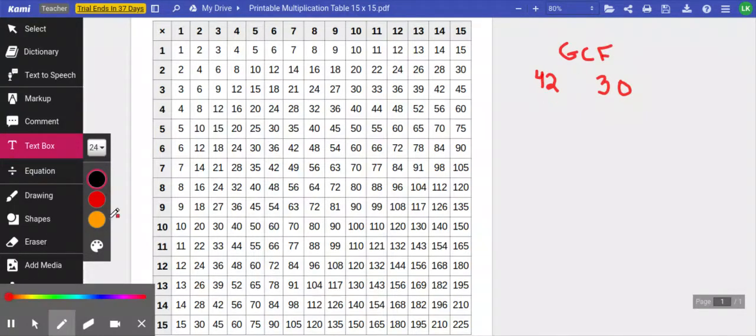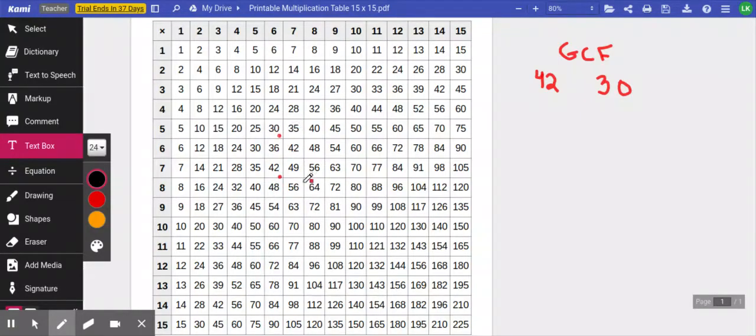So I'm going to go up and down and look for the numbers 42 and 30 in the same column. So let's see. I see a 42, but there's no 30. See, I'm scanning up and down. There's a 30, but there's no 42. Here's a 42, but there's no 30. Here's a 42 and a 30. So I'm going to put my little red dot on these for now.